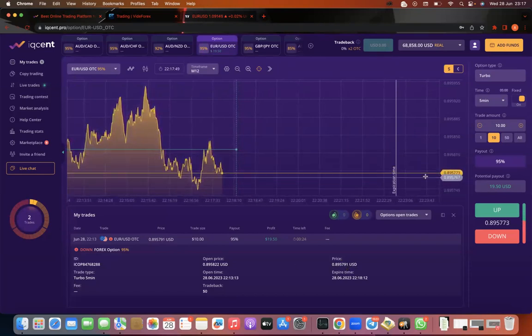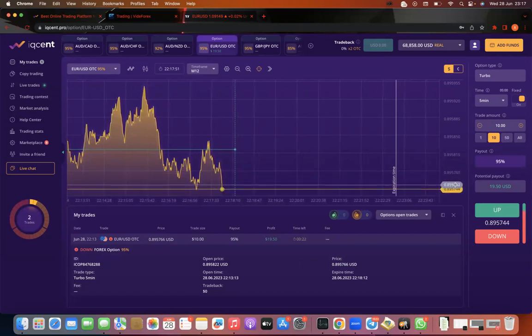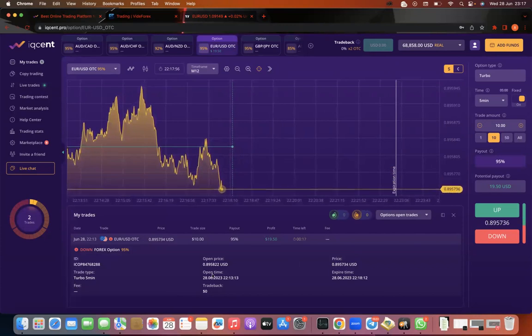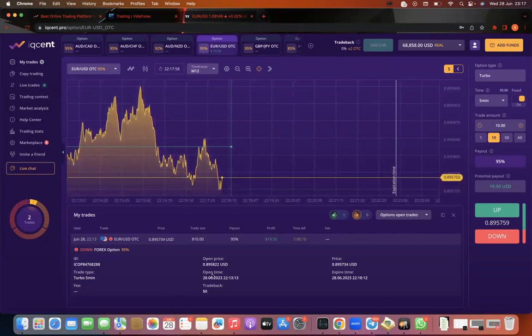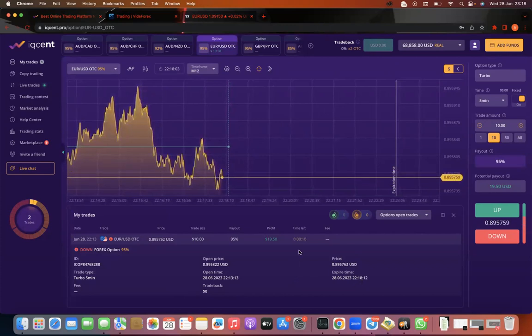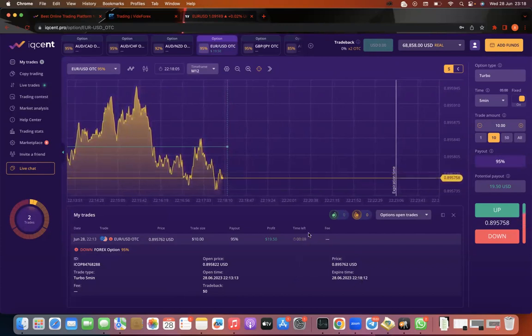If you look at it here, notice how this thing is changing. This one is also changing, and this one is also changing. Open time is actually the time I enter the trade, and expiration time is the time the trade is going to expire. So you can see I have 10 seconds left. So you see 8 seconds.